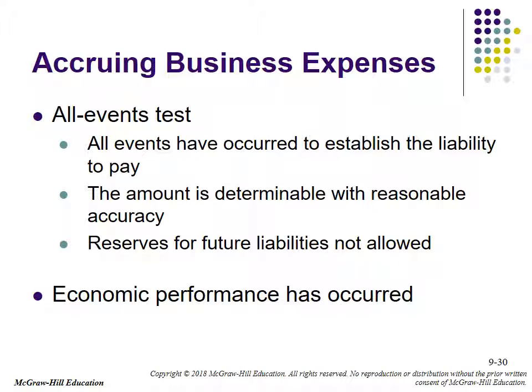So what the economic performance test says is that an accrual method business would not be allowed to deduct a prepaid business expense, even if it qualified to do so under the 12-month rule, unless it also met the economic performance test with respect to the liability associated with the expense. Now, what does that mean?